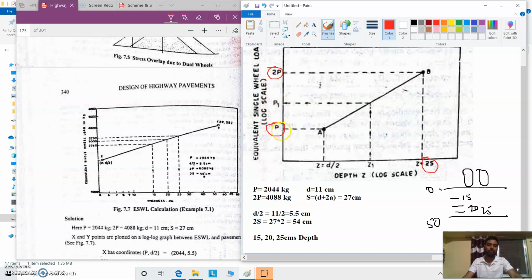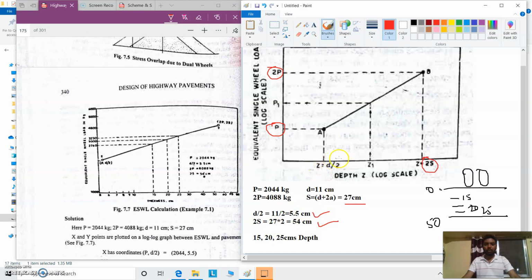In between these boundary loads we can divide the load by a convenient scale, right? Similarly on the x-axis we will have the depth Z, and the coordinates of the assembly are given as D by 2, where D is 11 centimeters, so D by 2 will be 5.5 centimeters, right? And 2S, where S is 27 centimeters, will be 54 centimeters. 27 into 2 is 54 centimeters.